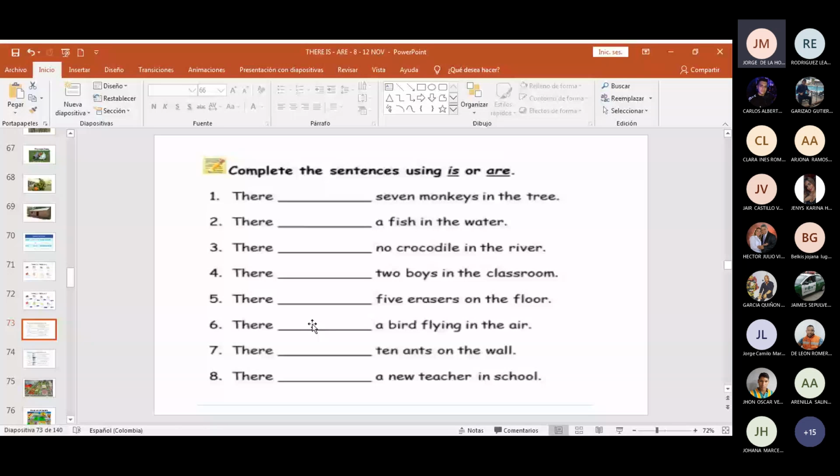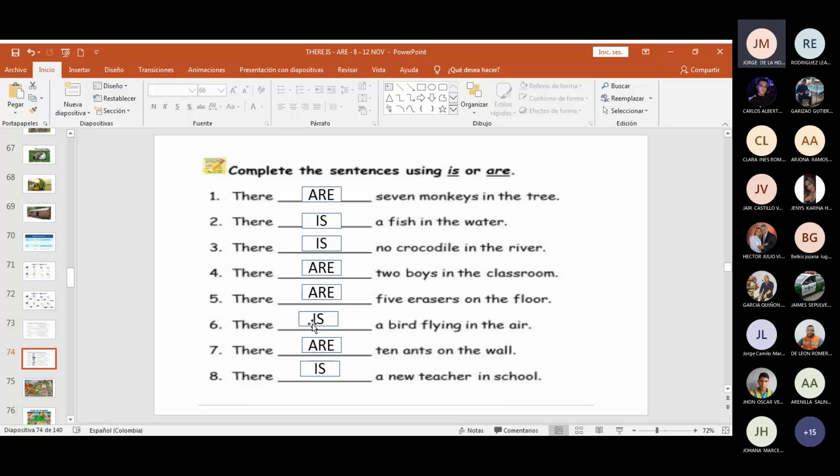5 erasers on the floor. There are 5 erasers on the floor. Number 6, a bird flying in the air. There is a bird flying in the air. What about number 7? 10 ants on the wall. There are 10 ants on the wall. And number 8 to finish, a new teacher in school. There is a new teacher in the school.